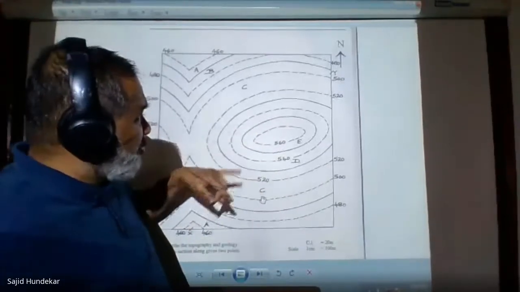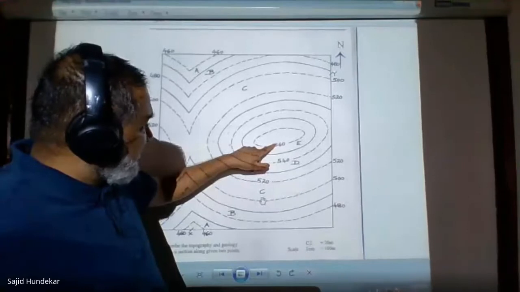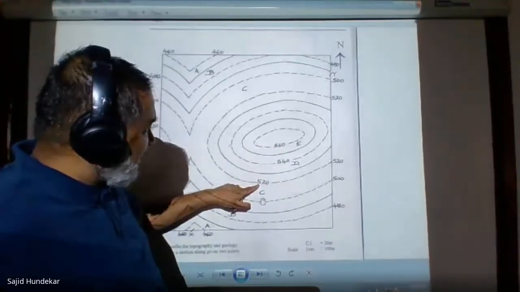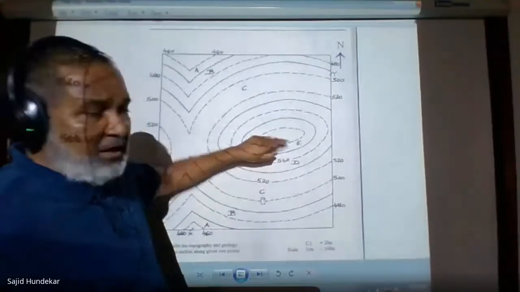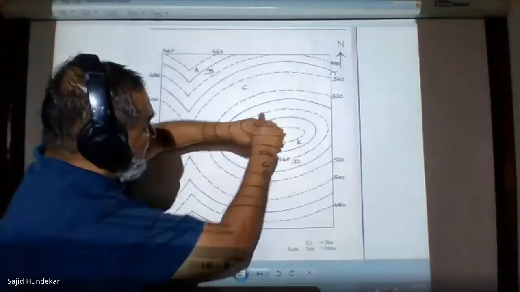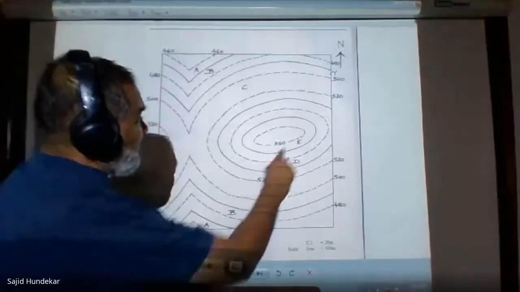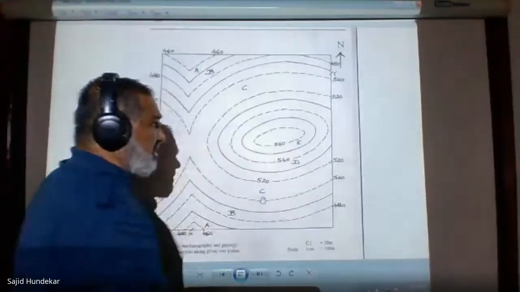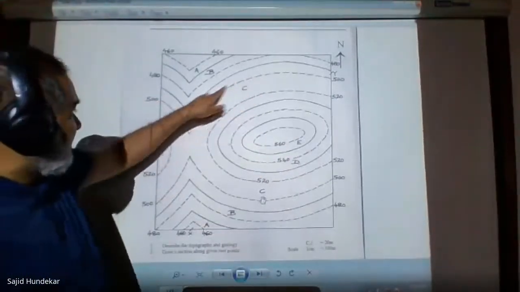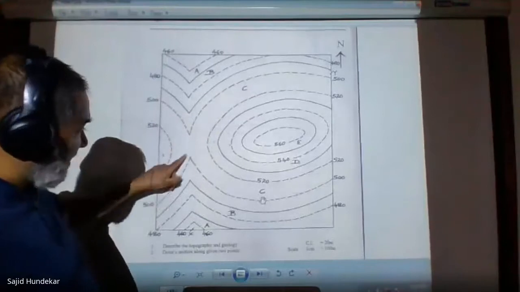Why did I say elliptical hill? 560 is here, and on the lower opposite side it is 520. It means the elevated point is in the center and the lower points are on the periphery. So it is an isolated hill, but that hill is elliptical in nature. In addition, there is open country also.